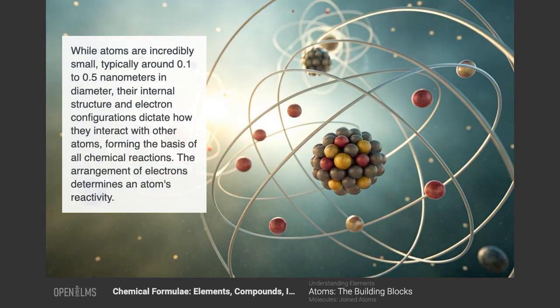While atoms are incredibly small, typically around 0.1 to 0.5 nanometers in diameter, their internal structure and electron configurations dictate how they interact with other atoms, forming the basis of all chemical reactions. The arrangement of electrons determines an atom's reactivity.